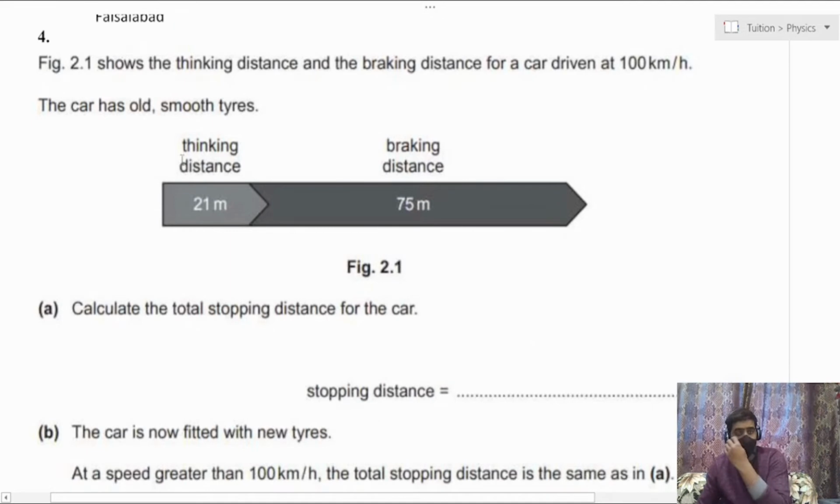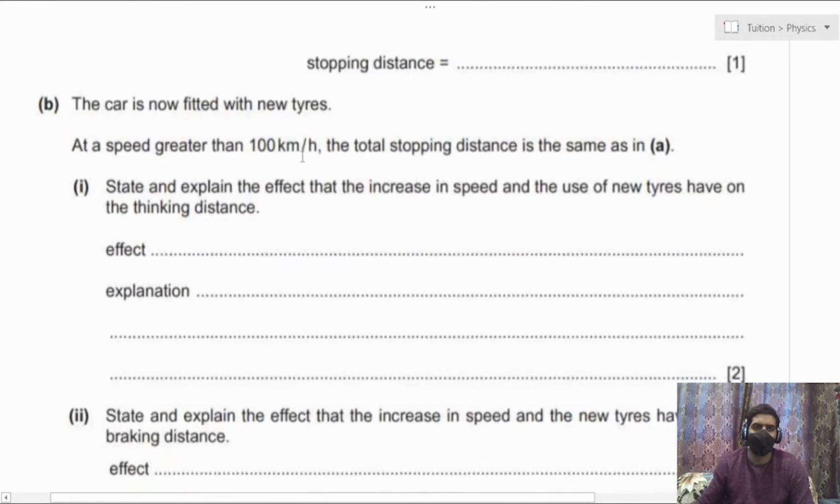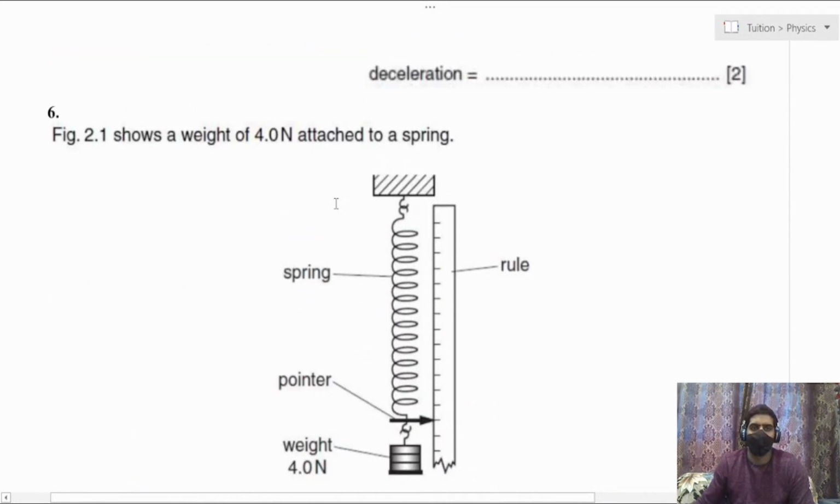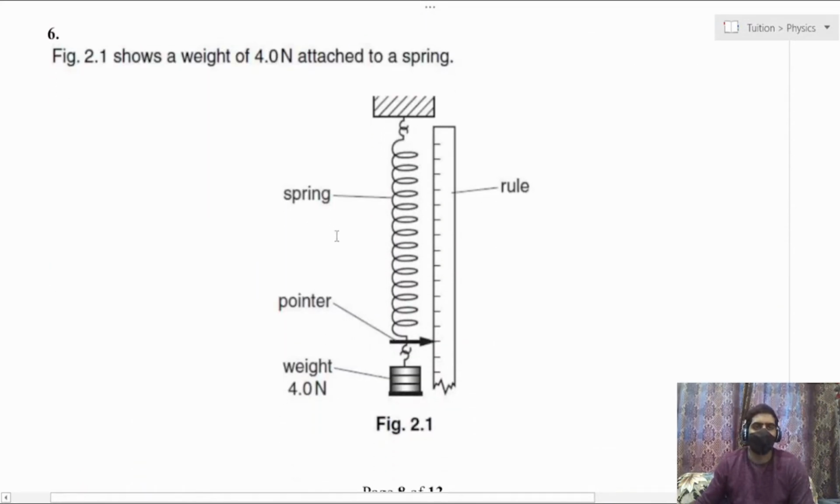All right, this one I'm going to skip for a while, because right now I want to do the questions related to elastic deformation. Okay, let's start with this one.